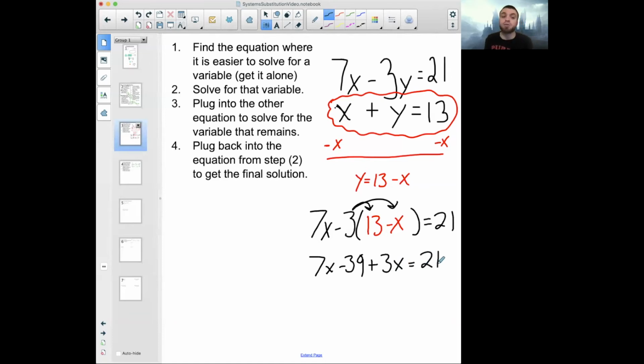Now a good practice is to combine like terms. I see I have a 7x and a 3x. I'm going to write that as 10x minus 39 equals 21. I know there's an inclination to skip work, and honestly, I sometimes do it in class. It really is important to show all your work though, because when you make a mistake, you're going to want to be able to figure out where it happened. All right, now I'm going to add 39 on both sides.